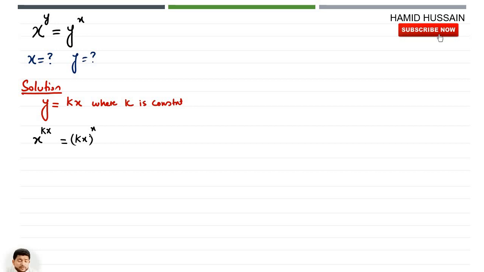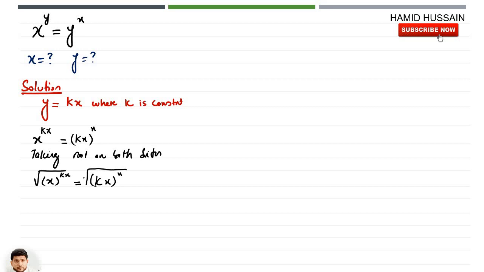And now what I'm going to do is take the root on both sides. So when I take the root on both sides, the situation is going to be the root of x to the power kx equals the root of (kx) to the power x. And as we know, root is equal to the power 1 upon 2. So I'm going to write (x to the power kx) to the power 1 upon 2 equals ((kx) to the power x) to the power 1 upon 2.